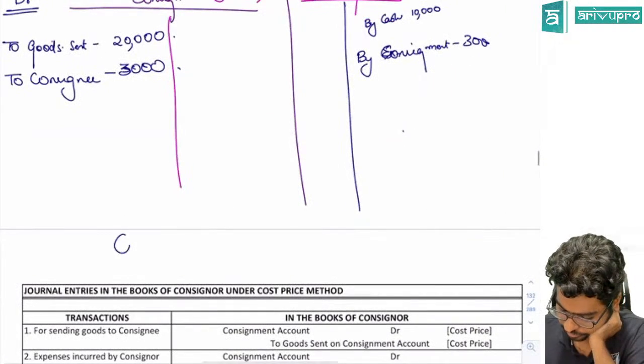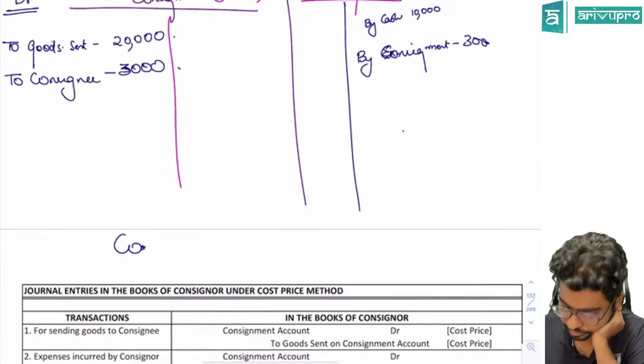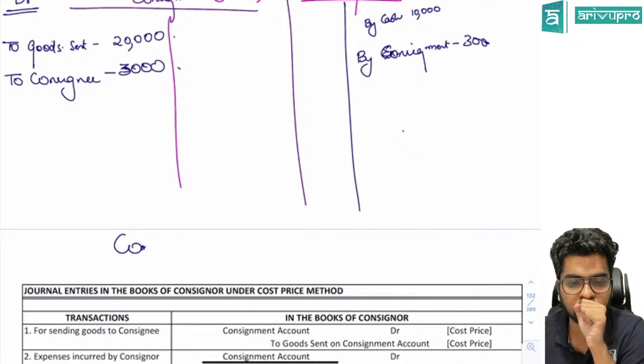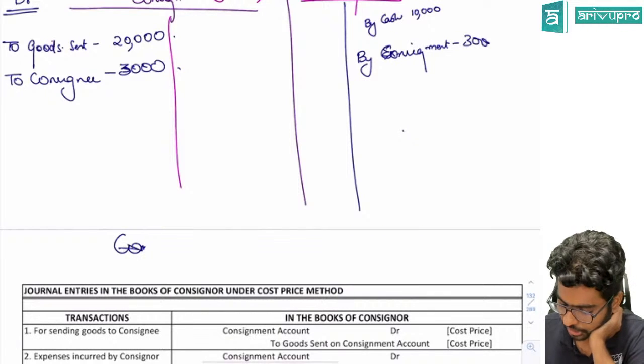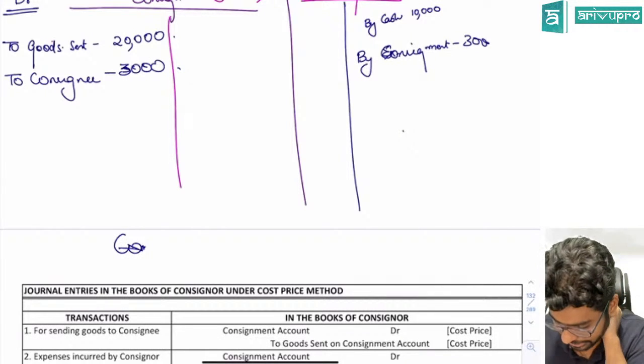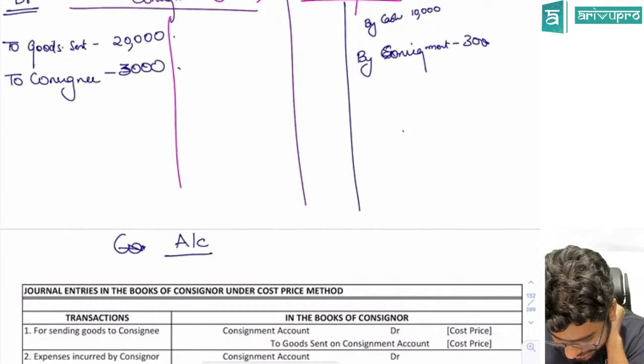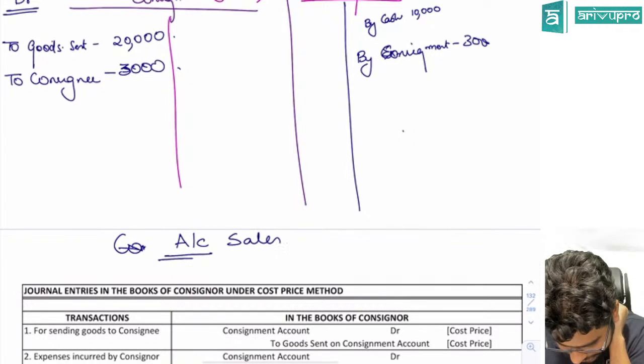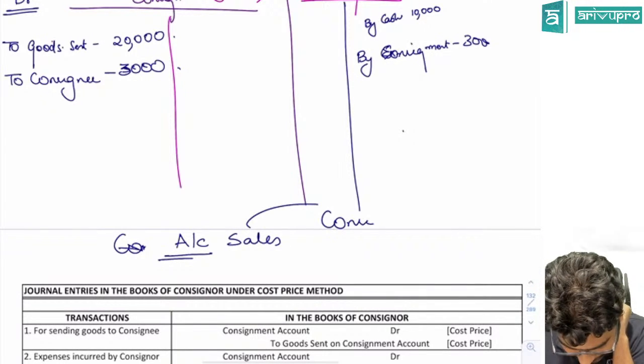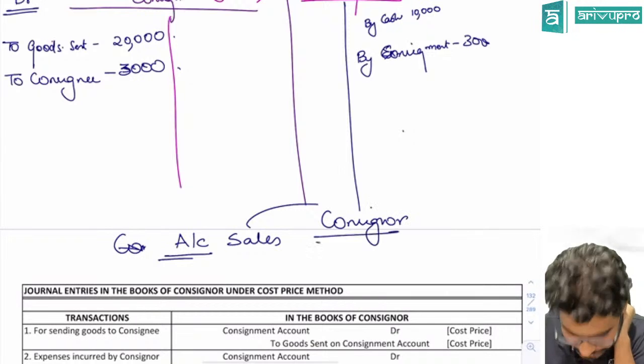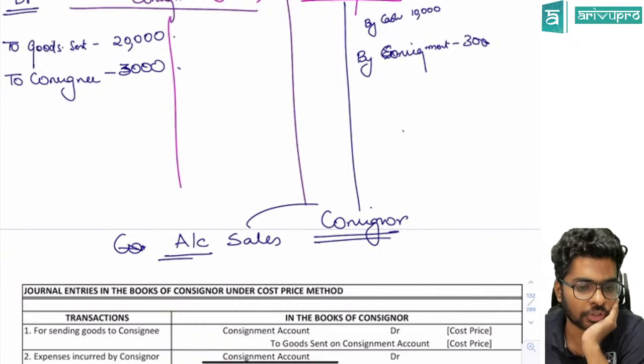Now next one. Let's say at the end of the year, the consignee sends something called an account sales to the consigner, telling the details of the goods sold.